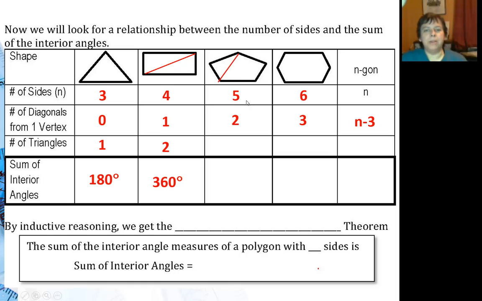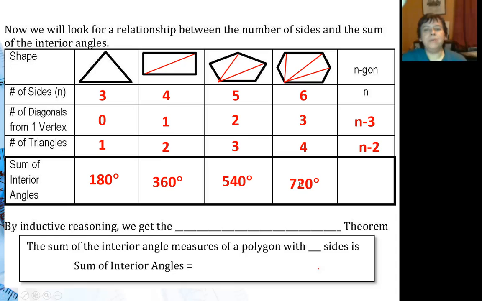For this pentagon, we're going to create 2 diagonals from the vertex, which gives us 3 triangles. I will tell you now that a pentagon has 540 degrees. So 1 to 180, 2 to 360, 3 to 540. What about a hexagon? Well, there are 4 triangles there, and it has 720 degrees. So you're noticing the number of triangles is related to both the number of diagonals and the number of sides. It's just the number of sides minus 2. It's one more than the other when we had the diagonals.